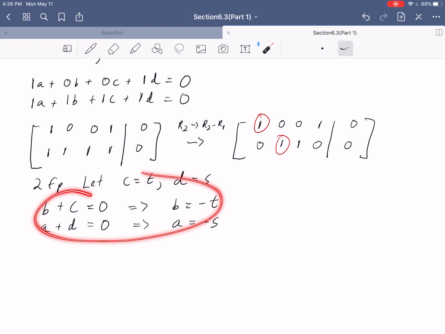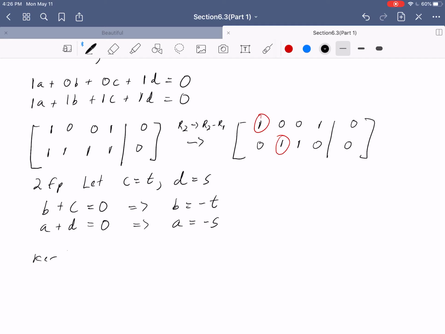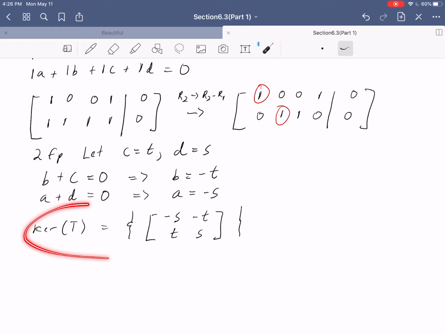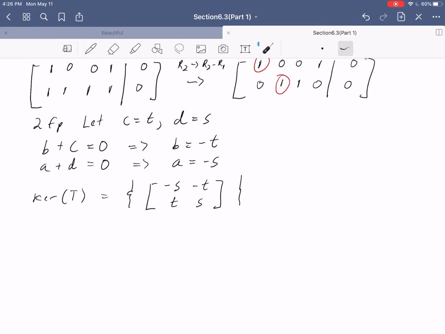So what this would tell us is that the kernel of T would be all the matrices that look like negative S, negative T, T, S. There we go. There's our kernel of T. What does a basis look like for that guy? Well, a basis for the kernel of T, remember, if you have the general element, it's very easy to figure out a basis. Take one of the free parameters, let it be 1, and everything else 0, and then reverse.